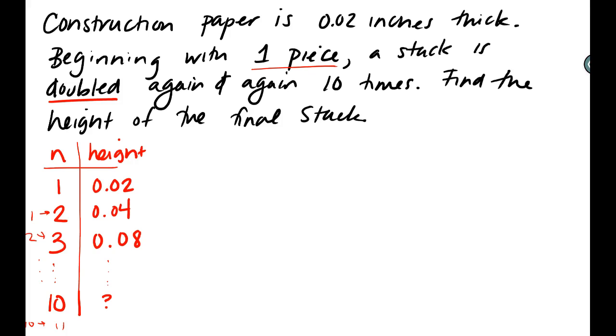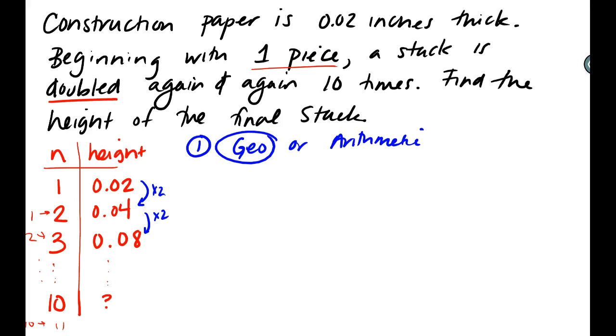So we don't know what this is, but we could obviously brute force this by continuing to double all the way down to 10, right? Now, that's not the way we need to solve these. We need to solve them using the formulas. So first step, geometric or arithmetic. In this case, we can see the pattern here. We're multiplying by 2 each time. We're doubling. So that means we're dealing with a geometric.